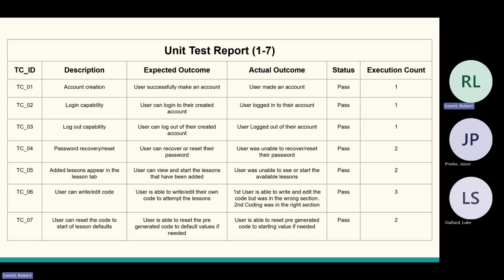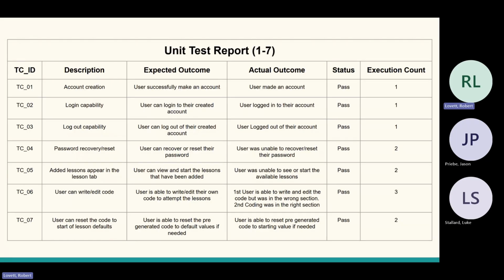So for test case 1, our expected output was that the user could make an account, and after the first attempt of this test case, we were able to have the user make an account. Same for when the user was trying to log into their account or log out of their account. Both of those also passed in 1 attempt.